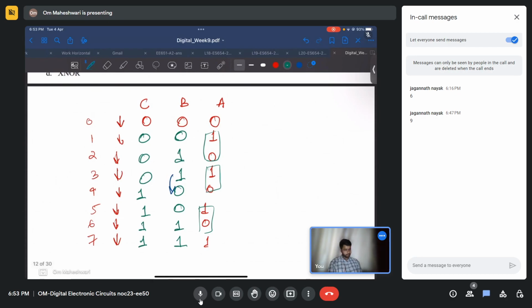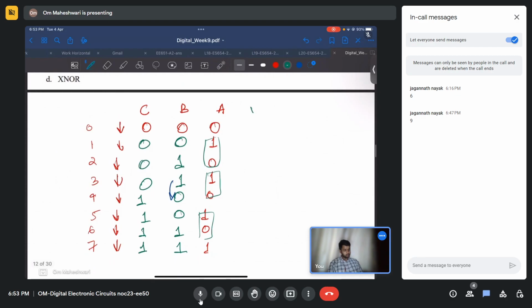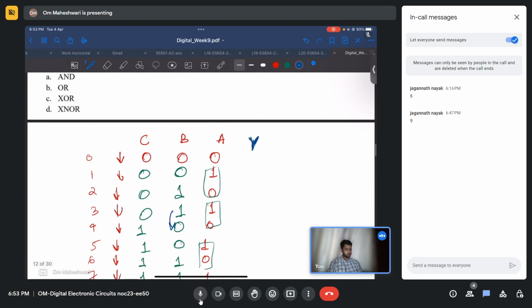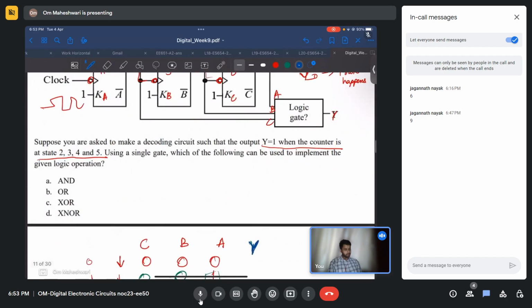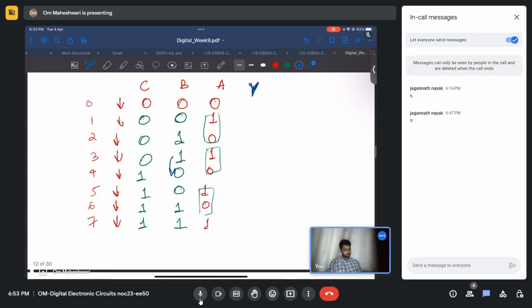Now the output Y. At states 2, 3, 4 and 5, Y is 1. So Y is 0, 0, 1, 1, 1, 1, 0, 0.